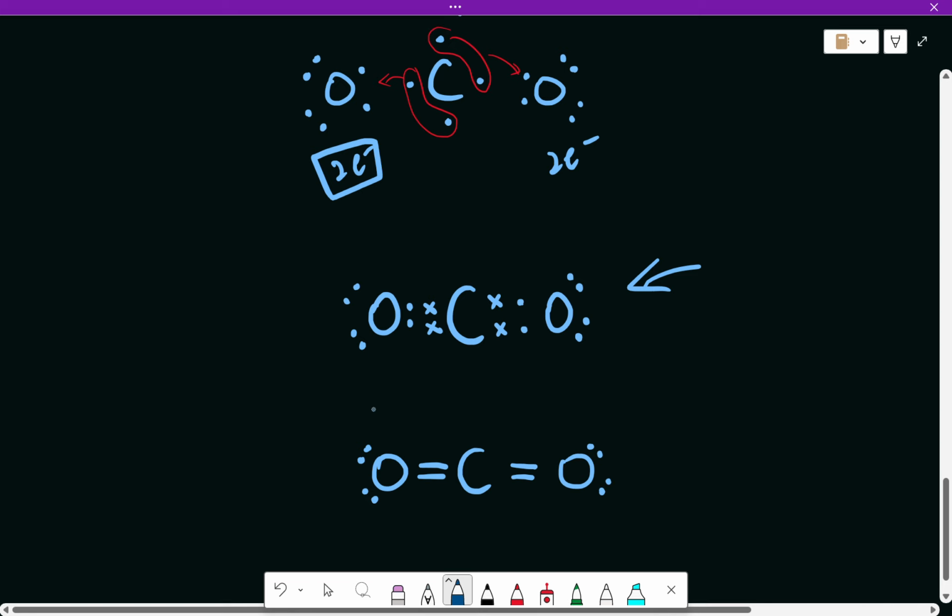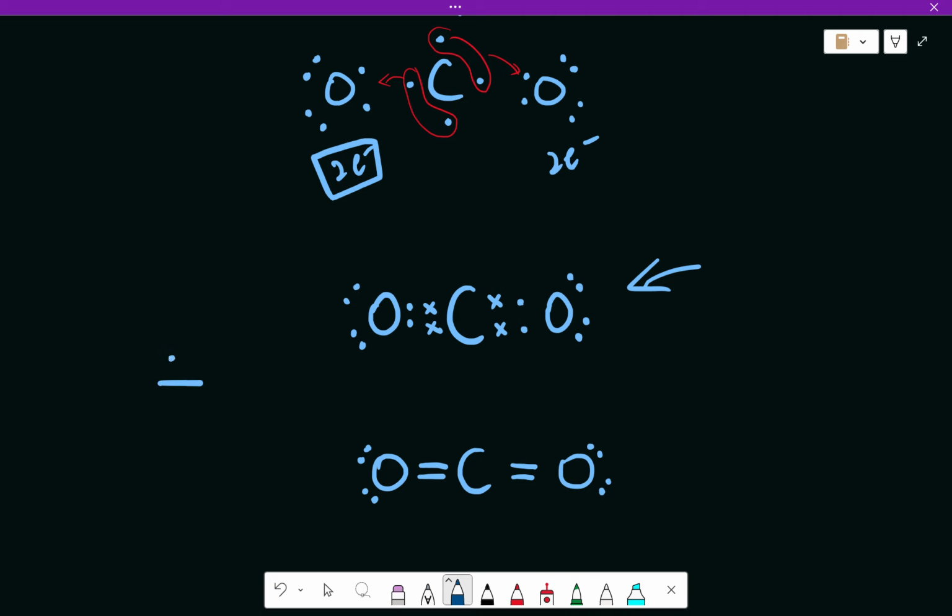And you will notice that each dash represents 2 electrons. And that is how we can draw the correct Lewis diagram for both an atom and molecules.